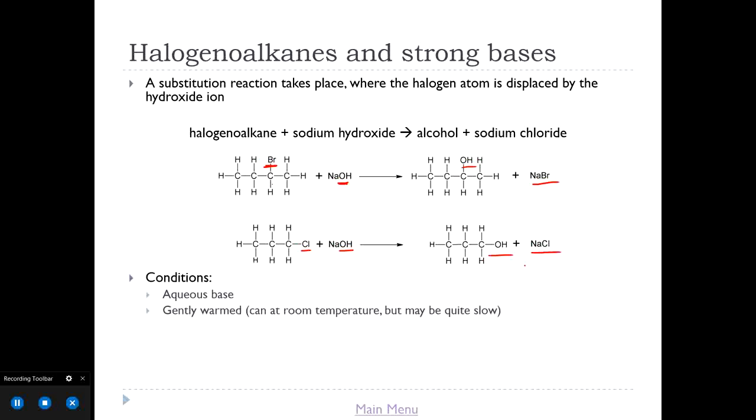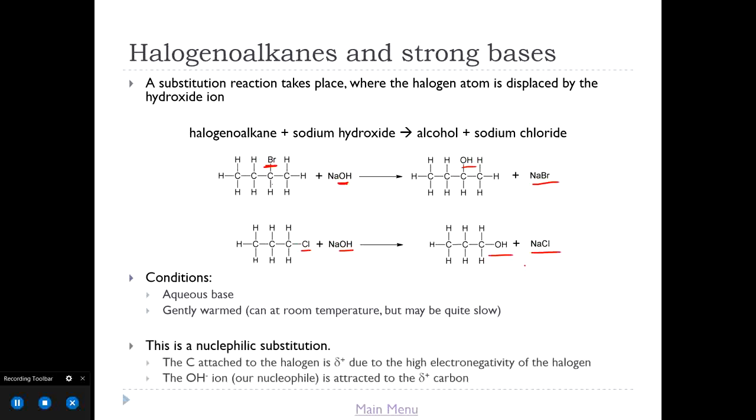The conditions you need for this are an aqueous base. In this case, we're using sodium hydroxide. It's a strong base. And it has to be heated up. Okay, it can occur at room temperature, but it will be very slow depending on what halogenoalkane you're reacting and what base you're reacting. So generally, heat is applied to make this go a little faster.